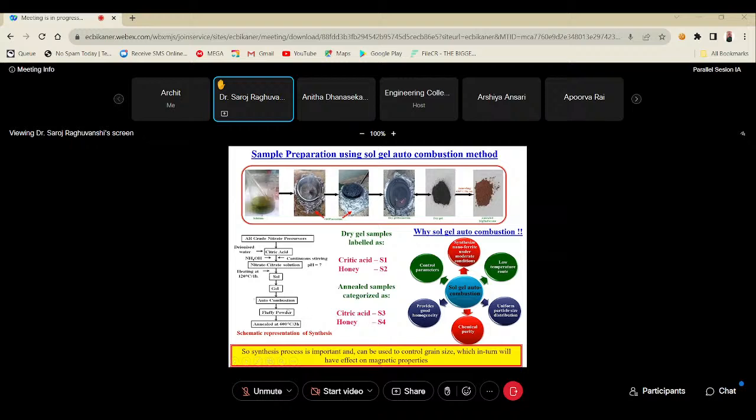Now, this is the process which I have used to synthesize the samples. The sample names for the dry gel forms are S1 using citric acid and S2 using the green fuel, that is honey. After annealing, the sample names are S3 and S4. Now the question is why, when various methods are available for synthesizing the material, I chose this one. The sol-gel autocombustion method is one of the most efficient methods. Here we can make the ferrite material in moderate conditions and control the parameters.